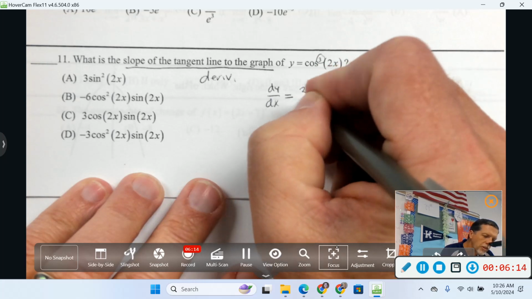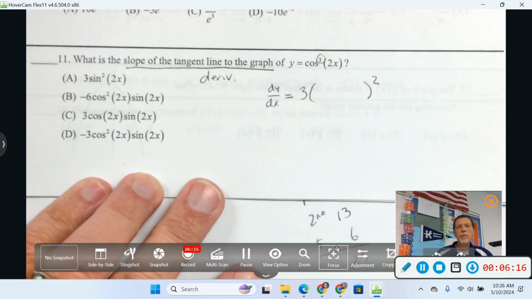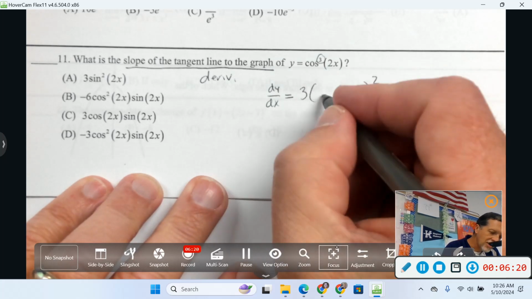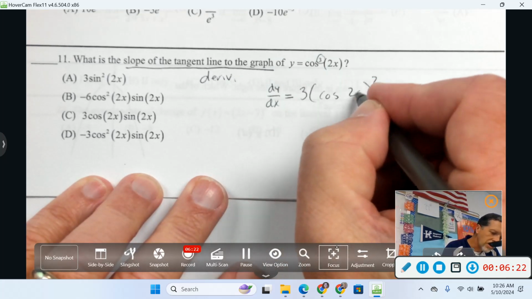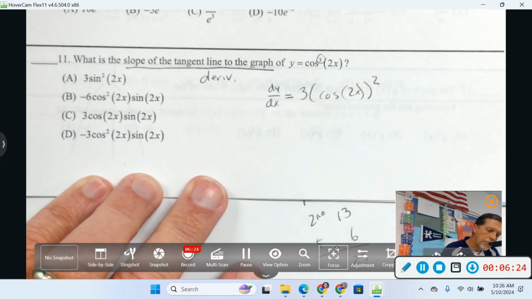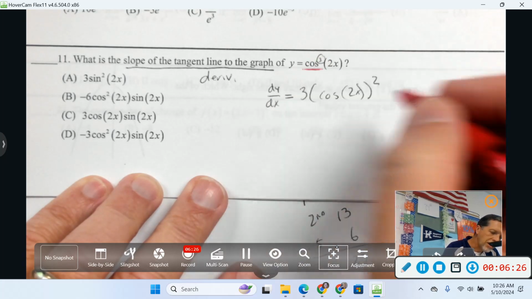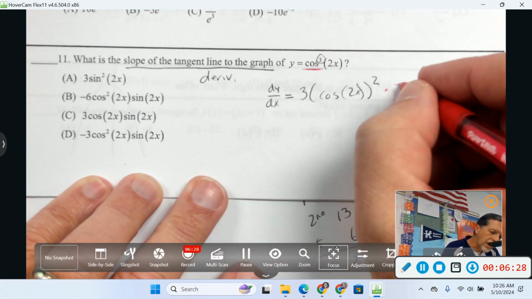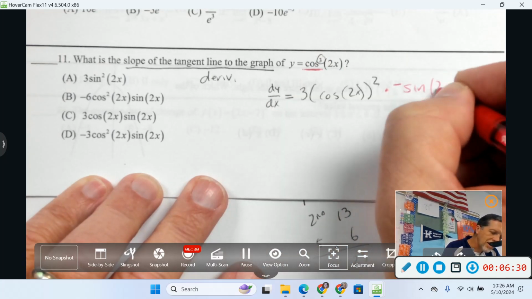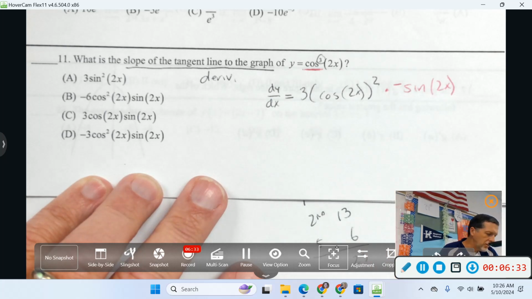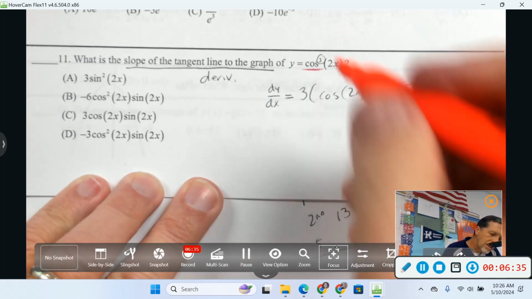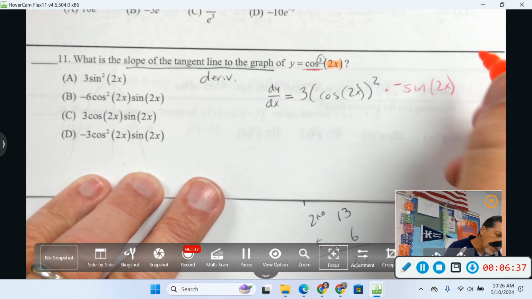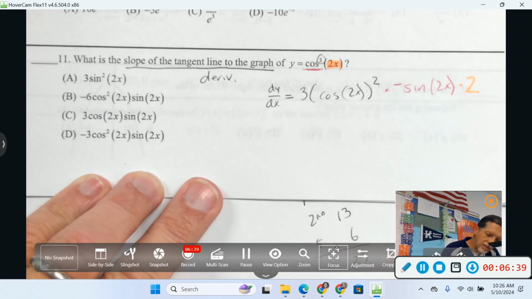So we'll handle the 3 first. Power rule. So 3 times the inside squared. Then working our way in, the derivative of cosine is negative sine. Leave the inside alone. And then one more inside, the derivative of 2x is 2.